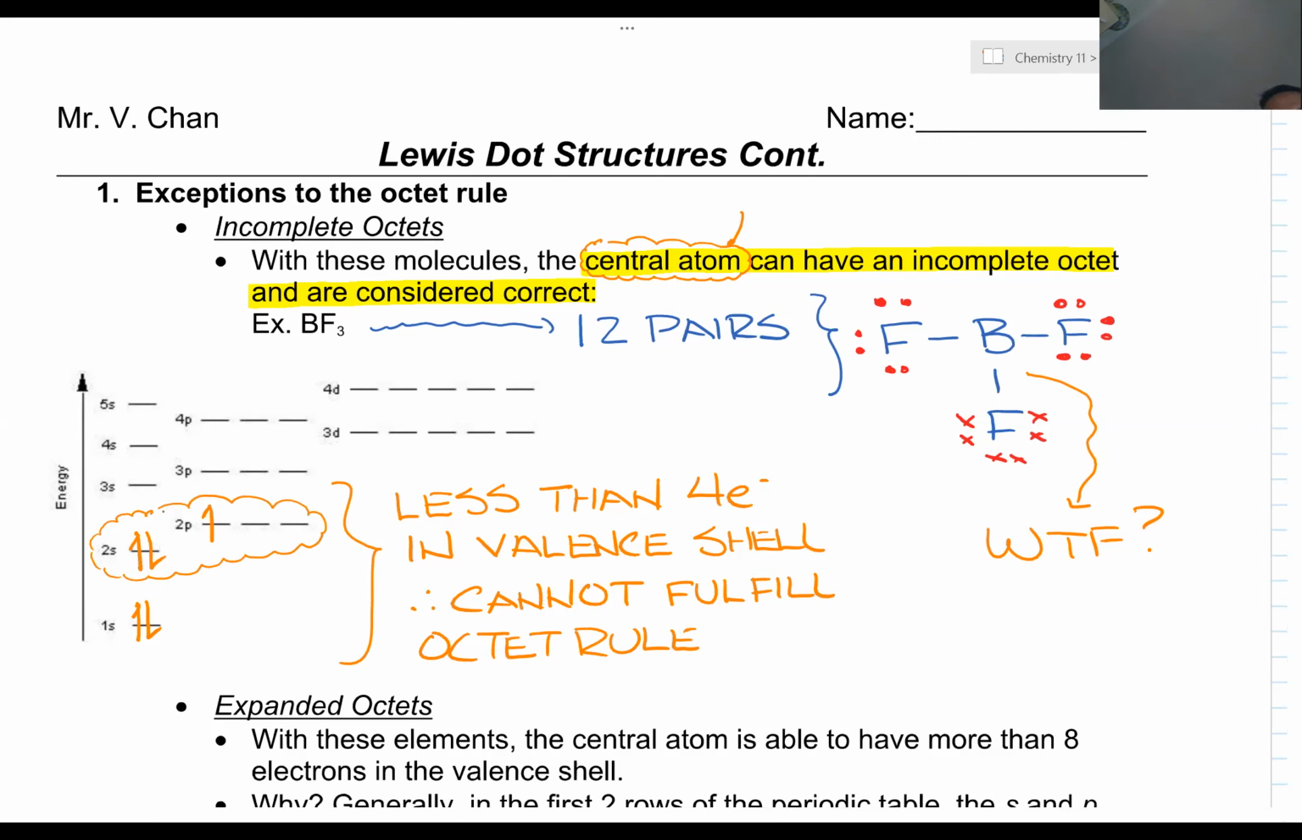Now, again, we look at this because of the central atom. I'm not worried about fluorine. I'm not worried about the fluorine that's around. I'm just looking at the central atom, in this case, boron.